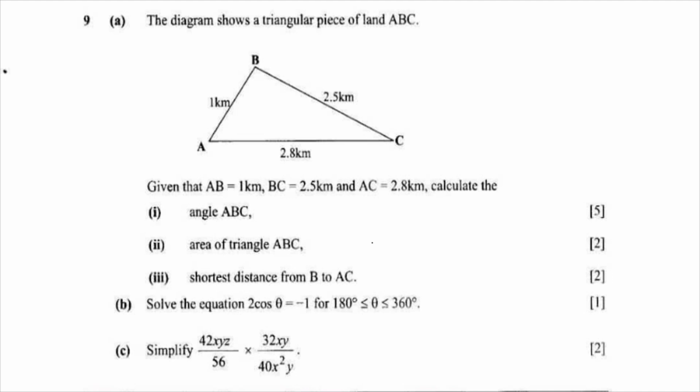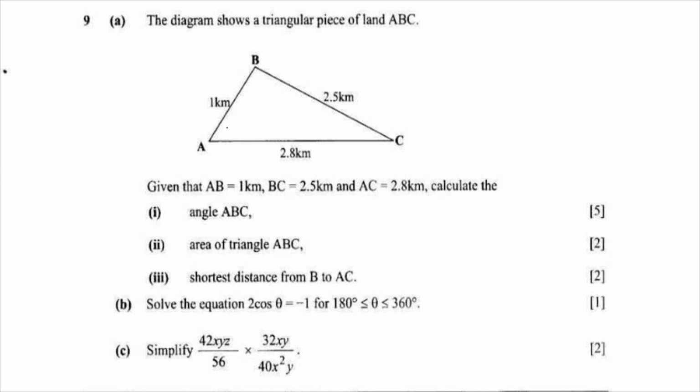In our tutorial today, we're going to look at a question that's coming from one of the past papers. The question reads: the diagram shows a triangular piece of land, ABC, of which AB is 1 kilometer, BC is 2.5, and AC is 2.8.